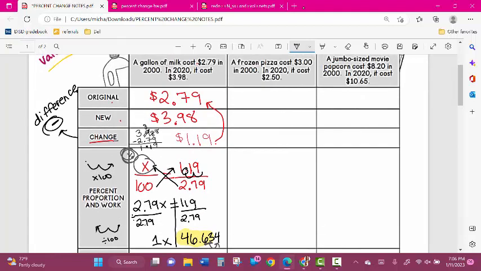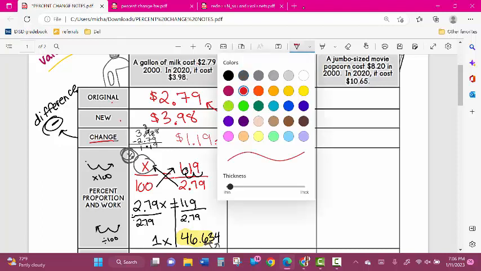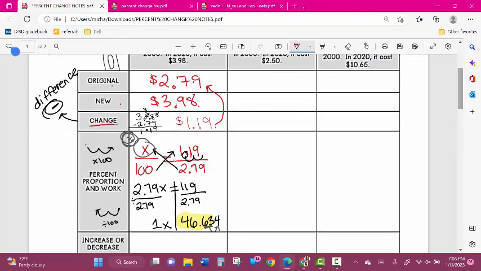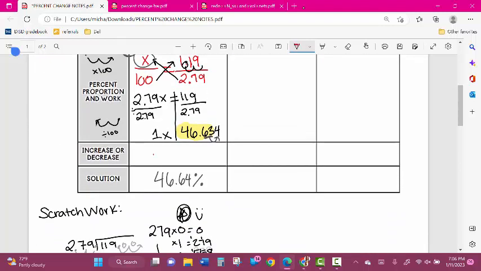Well, let's look at the change. We started at 279 and ended at 398. So the price got bigger, which means this was a percent increase. So this would be a positive 46.64%. If it was a decrease, this would be a negative, but because it's an increase, this is positive. Make that note that an increase in the original to new makes it positive, and decrease makes it negative.